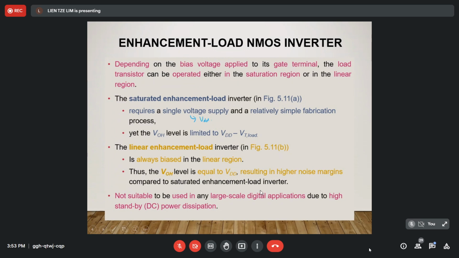Here it looks like the linear enhancement load inverter performs better than the saturated enhancement load, because the linear enhancement load gives a higher noise margin. If we want to evaluate the performance, higher noise margins will be better. However, this enhancement load NMOS inverter is not suitable to be used in any large-scale digital applications due to high standby power dissipation.